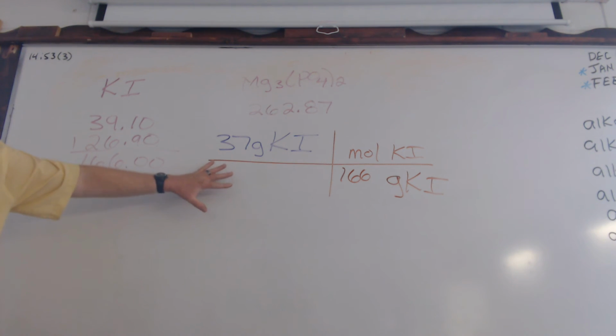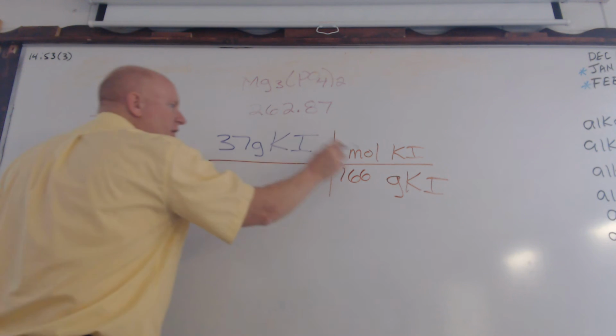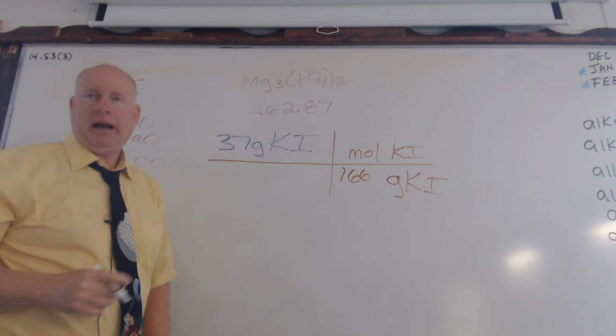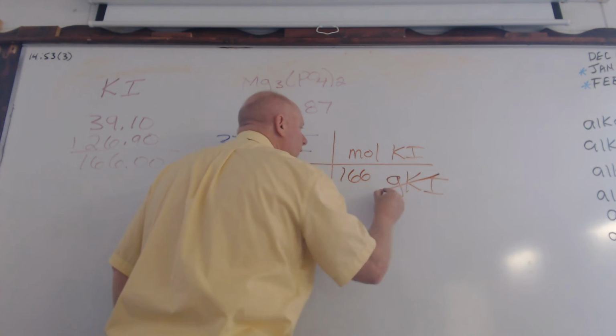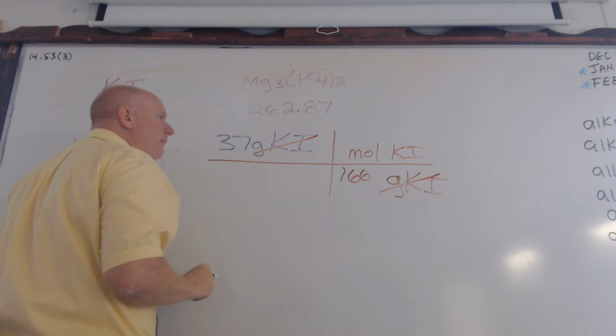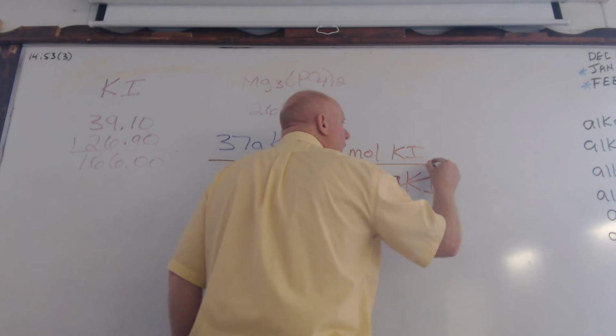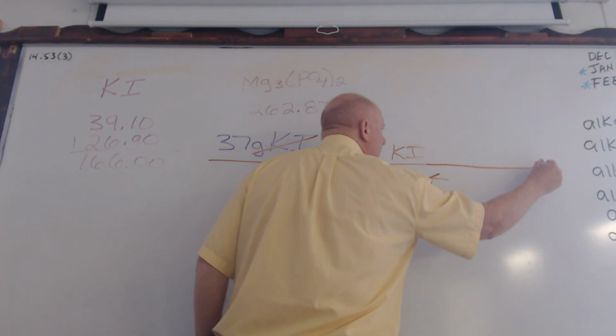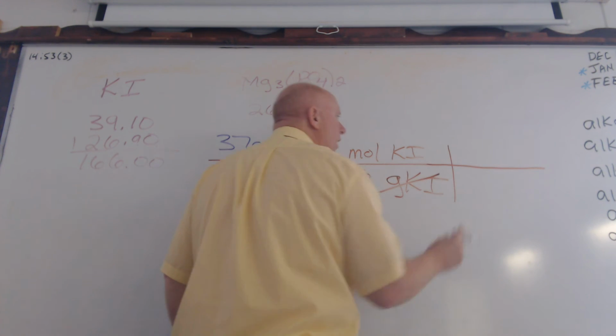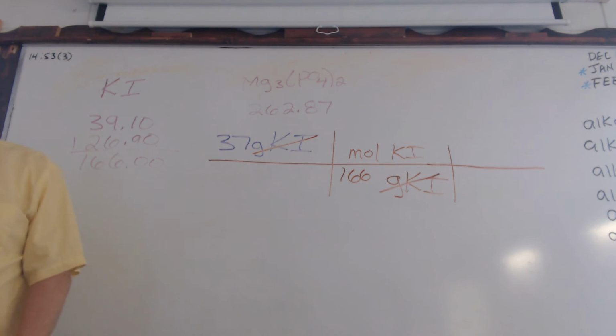So, what have the grams of potassium iodide done? What have these values done to each other? They've canceled each other out. Okay? Now, we're left with moles of potassium iodide, but we want to do this together because we want to know how many atoms of potassium iodide are present.